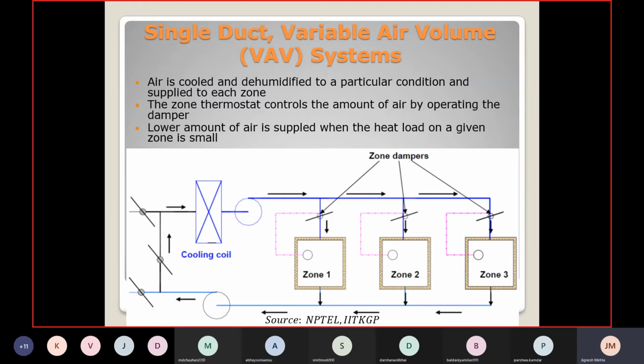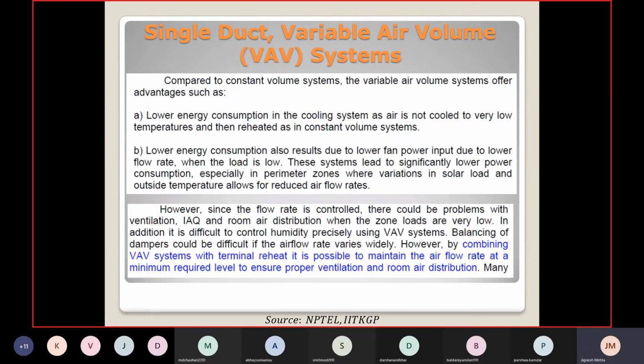But what may be done is that you decide some minimum amount of air, that is, even if the load is low, you will still supply some minimum amount of air so that proper distribution and ventilation is ensured. But in that case, you may have to put a reheat coil here, so as to increase the temperature of the air slightly, right? So the reheat coil may be combined with the variable air volume system.